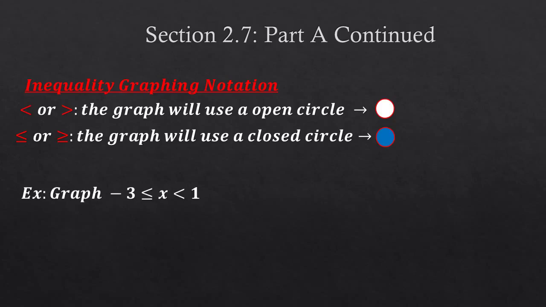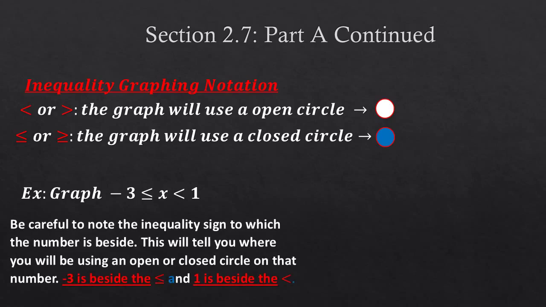Here's another example where you have two compound inequalities being asked to graph at the same time. Okay, so this is very easily done. Be careful to note the inequality sign to which the number is beside. This will tell you whether you will be using an open or closed circle on that number. -3 is beside the less than or equal to sign, and 1 is beside the less than sign.